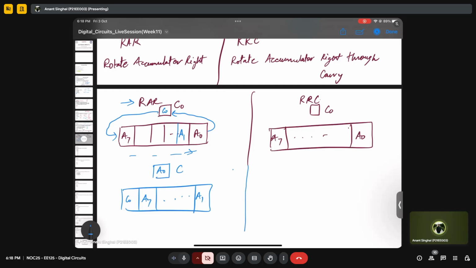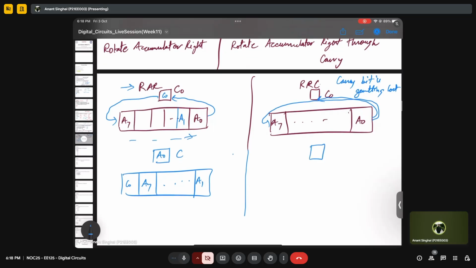Then in RRC, what happens? This A0 moves to the carry flag, and also this A0 moves to the last bit. So basically your carry bit is getting lost. After this operation, the carry flag will contain A0, and the accumulator will contain A0, then A7, and then A1. I hope the operation is clear. Please, can you confirm if it is clear to everyone?